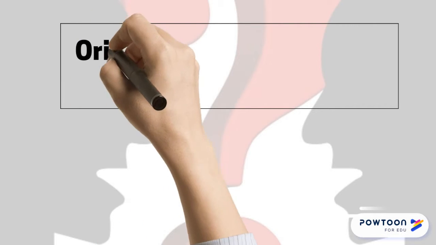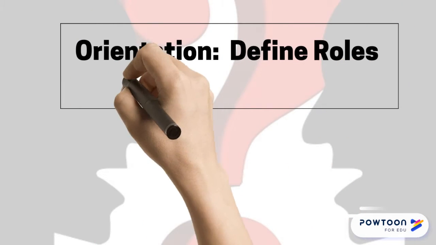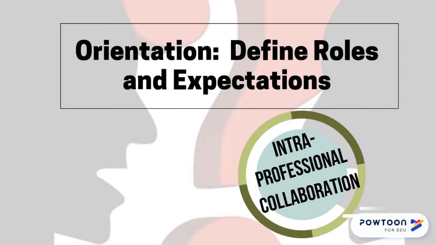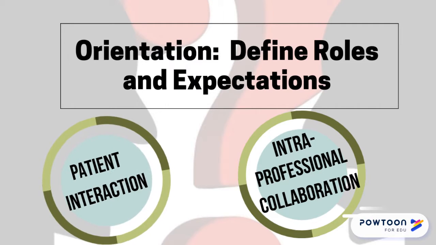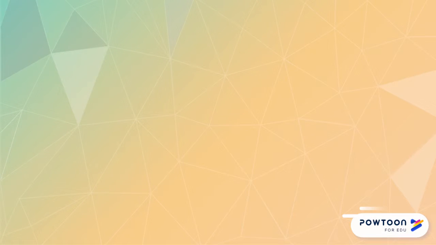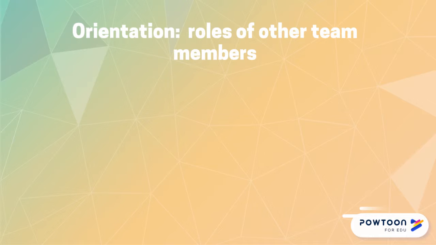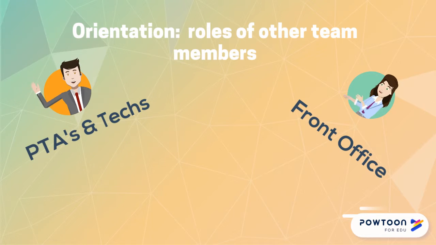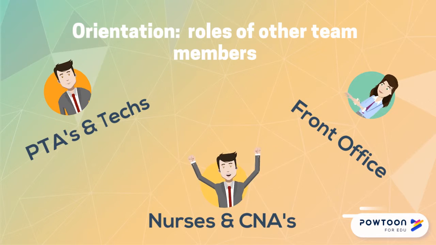First, orientation. Your first day with your students is a perfect time to sit down and talk about your instructor role and your expectations, and to explain each of their roles. Help them understand how you want them to interact and collaborate with each other and with patients. Your orientation can also address the roles of other staff on the team, such as licensed PTAs, technicians, front office staff, nurses, or CNAs. You could also introduce these personnel during your orientation and discuss how students should interact with each member of the team.